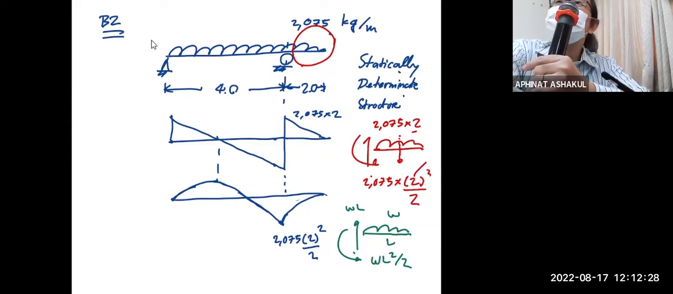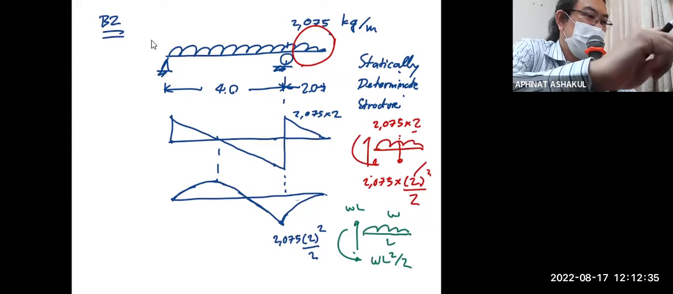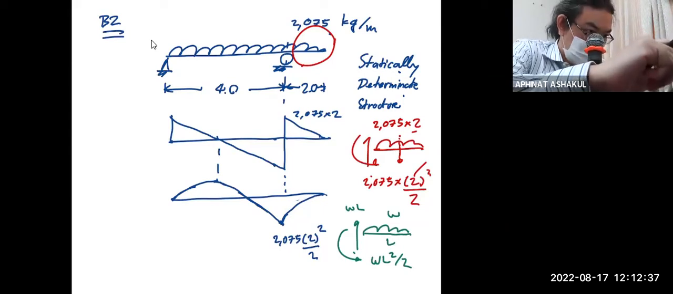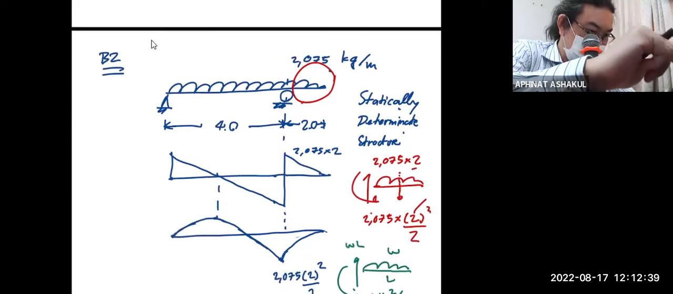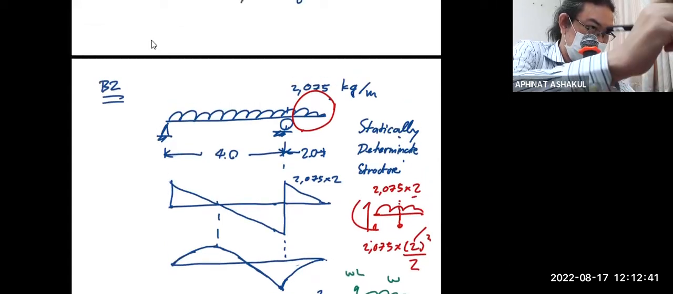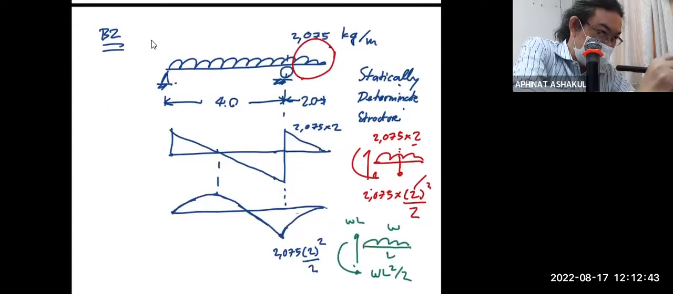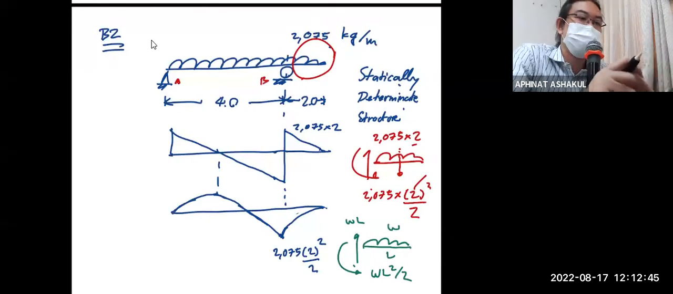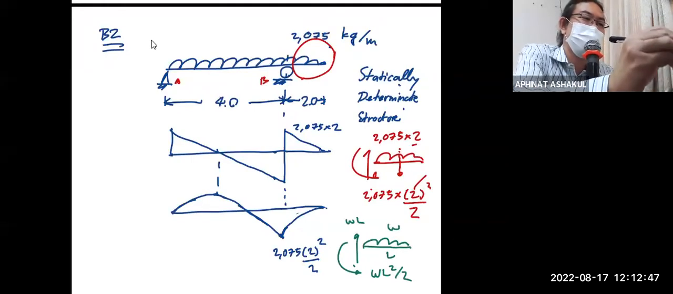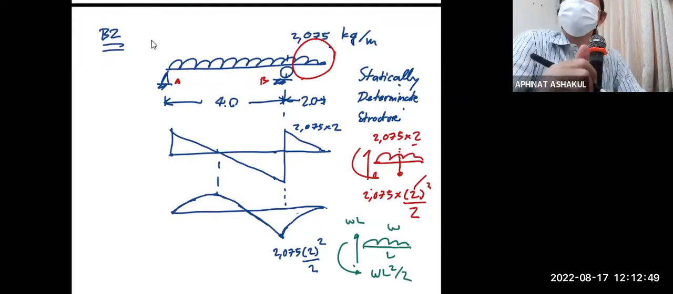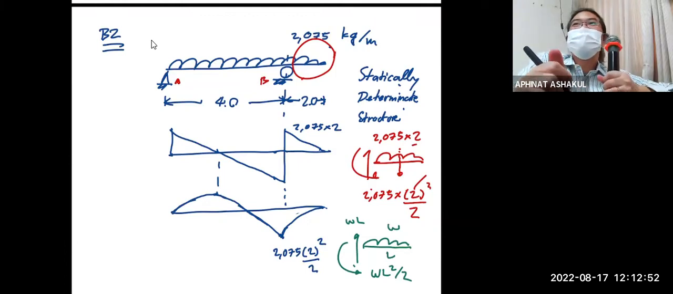So I think it's high time we calculate reactions, shall we? Can you do it for me? Pardon me, I need to go back up a little bit. We call that point A and B, right? So can anyone calculate RA and RB for me? Do I need to show you how? Seriously, no, right?